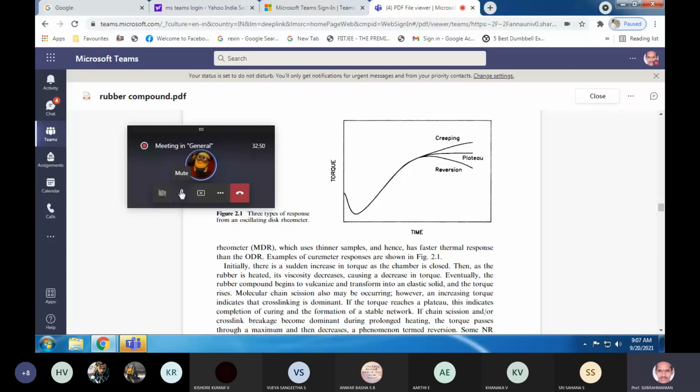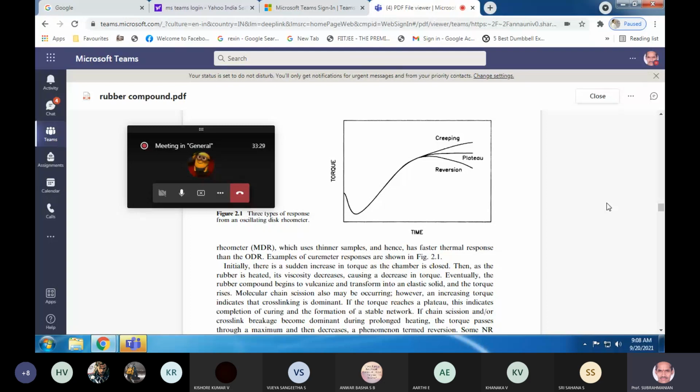Well, so this is very important. In fact, we are just looking at a sigmoidal curve, an S-type curve, and we have two variables mentioned: one independent variable, time, and a dependent variable, torque. After cross-linking, up to a particular point, cross-linking happens.